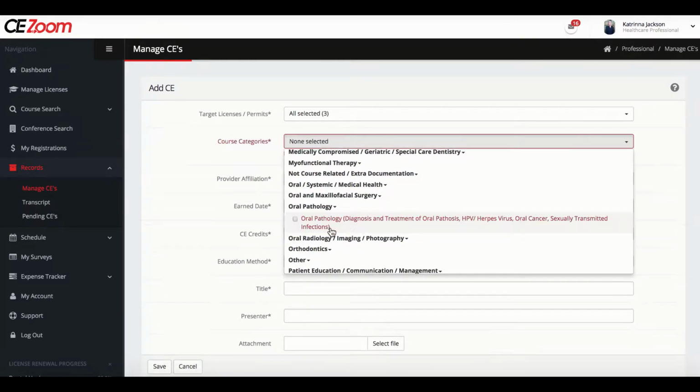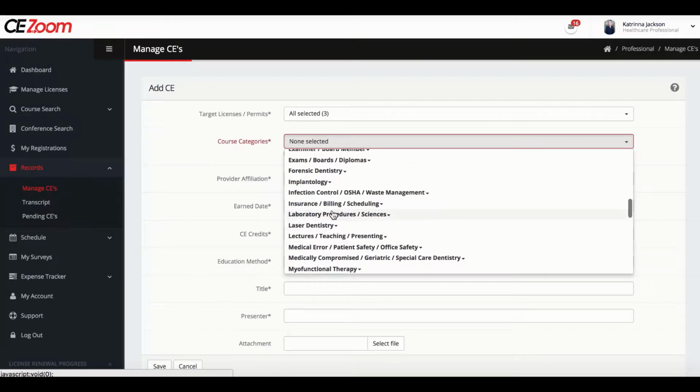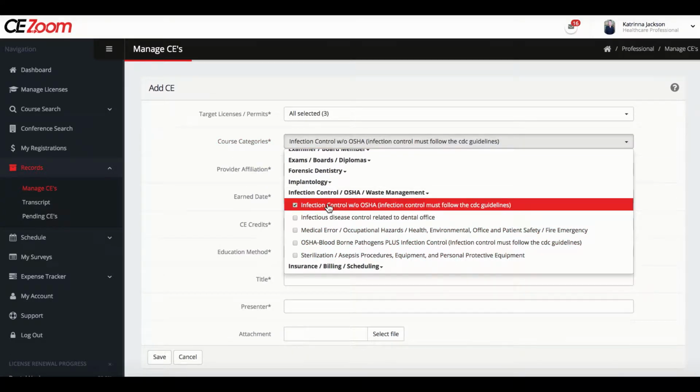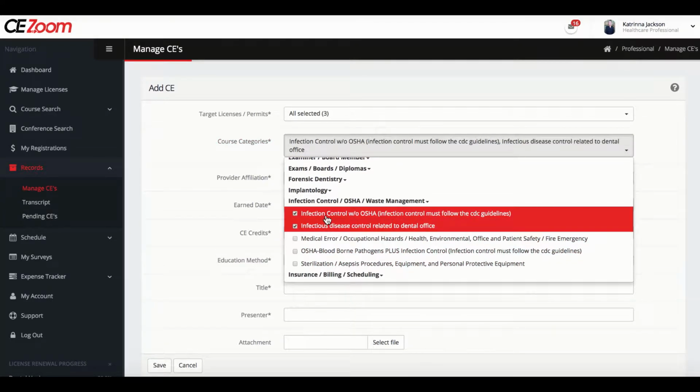If you attended a course on infection control that would satisfy your state's infection control guidelines, then select the appropriate infection control category. If you took a course that only talks about infection control with the type of equipment the course is educating you on, or infection control was just mentioned in your course for a brief second, do not select infection control, for your course will not satisfy the infection control requirements set by the CDC.